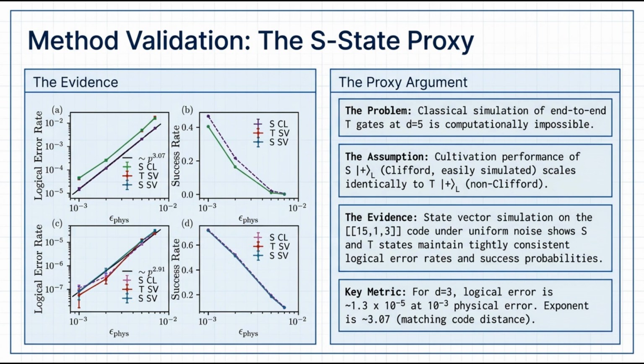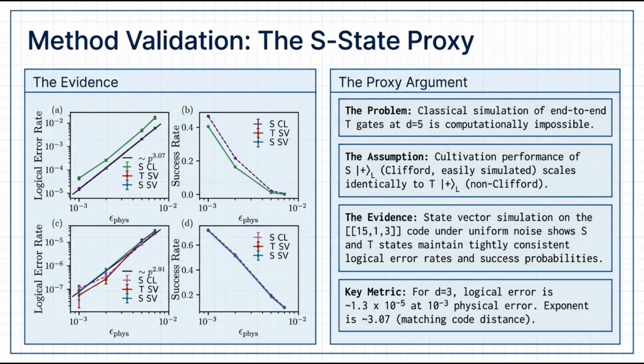To validate their methodology, the authors address a common simulation challenge. Classical simulation of end-to-end non-Clifford T-gates at distance 5 is computationally hard. Consequently, researchers often use the Clifford S-gate as a proxy, assuming its cultivation performance scales identically. However, this assumption is not always guaranteed.